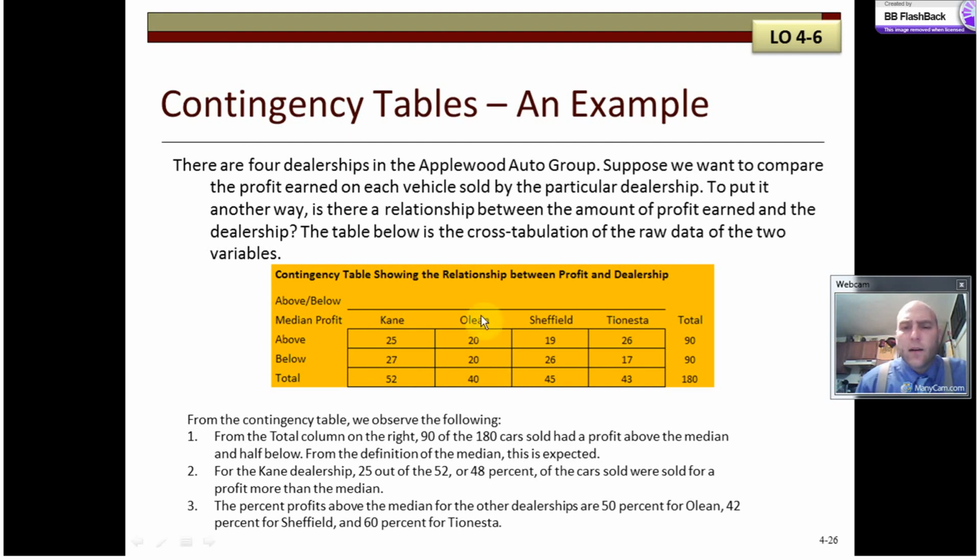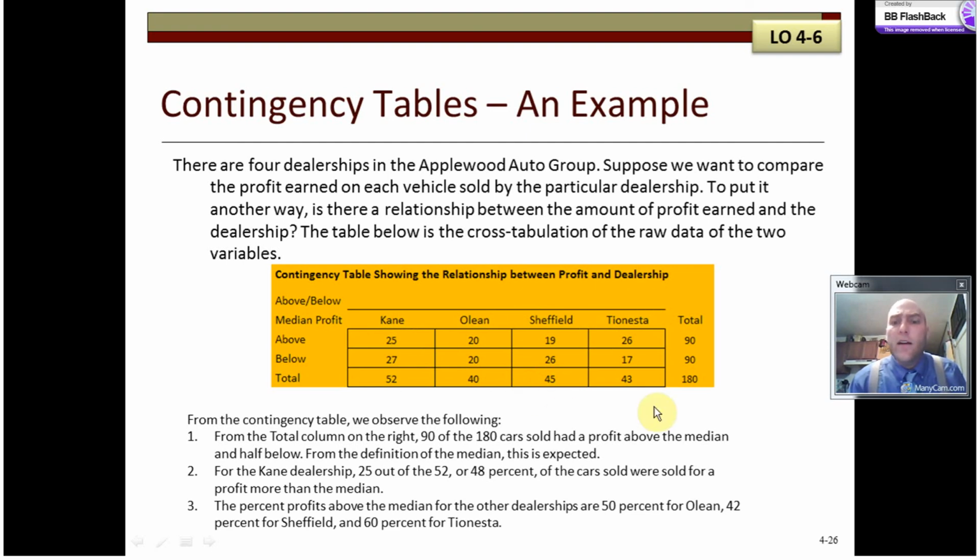Let's take it apart. I'm going to start with Olean because it looks like half of their vehicles get sold for below the median and half for above. To me, that seems pretty central. If we're going to say that half are below and half are above, Olean kind of meets that standard. Similar with Kane. They've sold more vehicles total, and they're one below, one above. So it looks like they're pretty even in their numbers above and below the median.